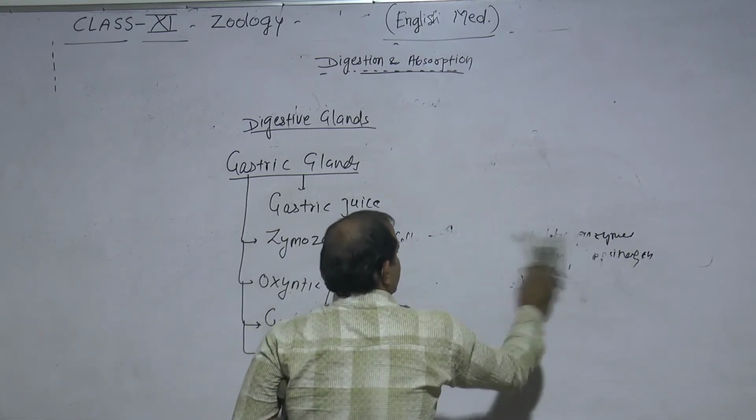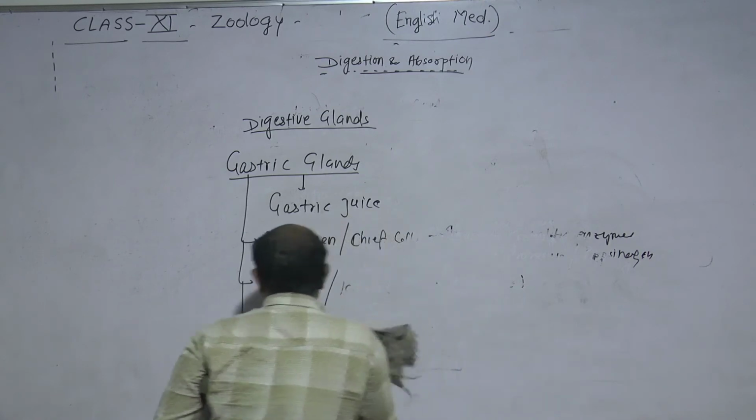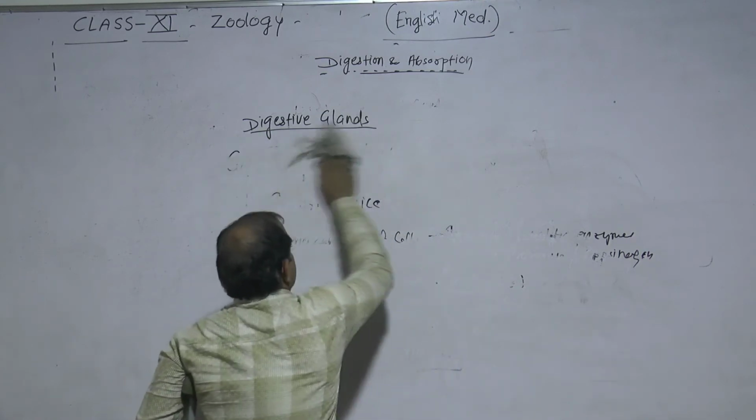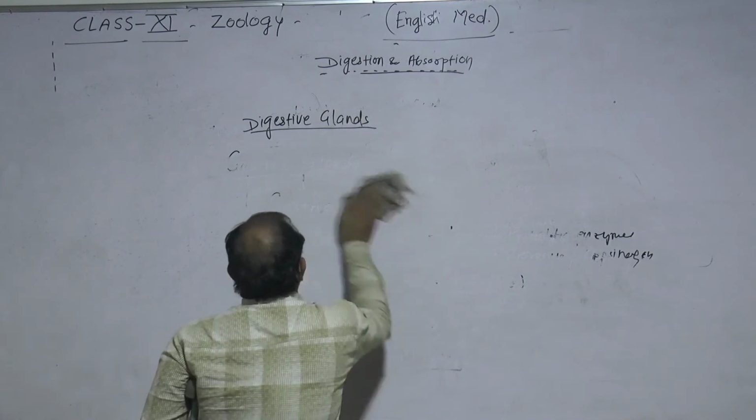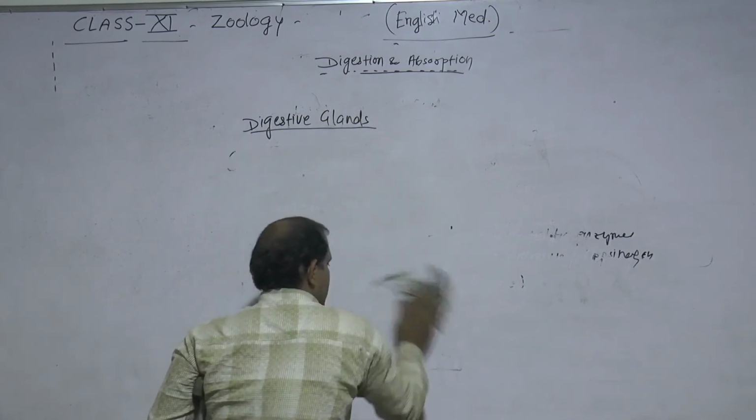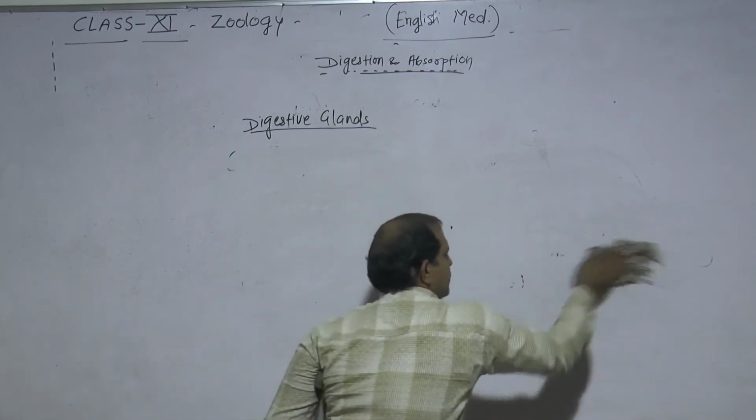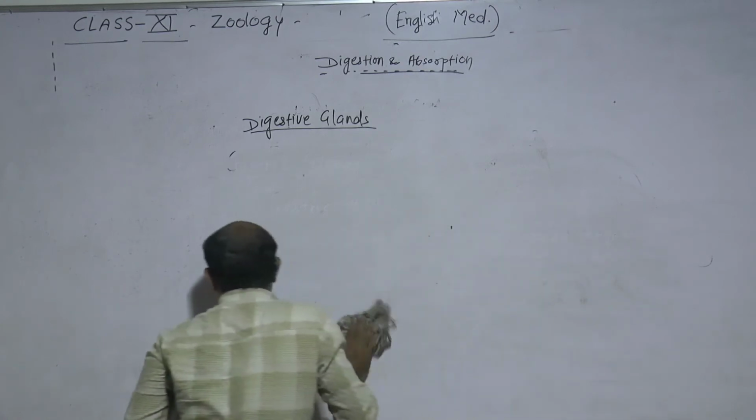Now, the next one is the liver. The next digestive gland is the liver.